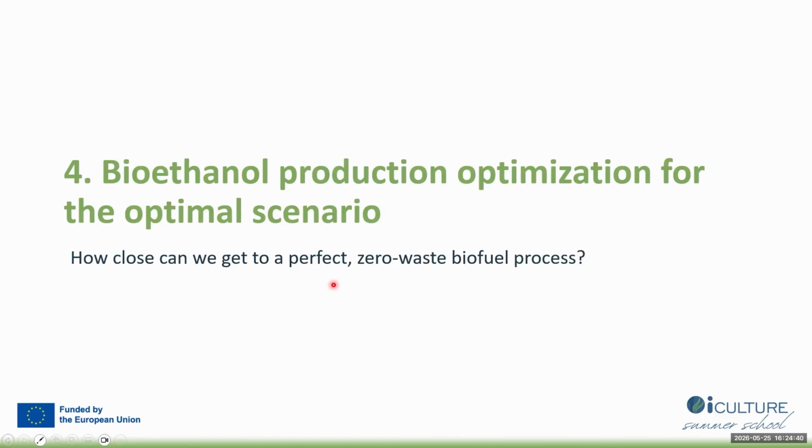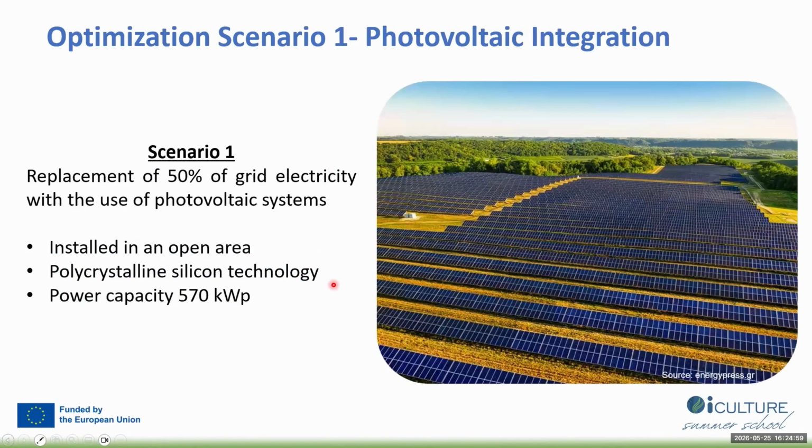Moving now from our statistical validation, we enter the most critical part of the study, optimization. Since we identified fossil fuel-based energy as our primary environmental bottleneck, we developed 3 intervention strategies to mitigate these impacts. In the first scenario, we focused on the electrical demands, so we modeled the replacement of 50% of the grid electricity with an on-site photovoltaic system. This is a 557 kilowatt peak system utilizing polycrystalline silicon technology.